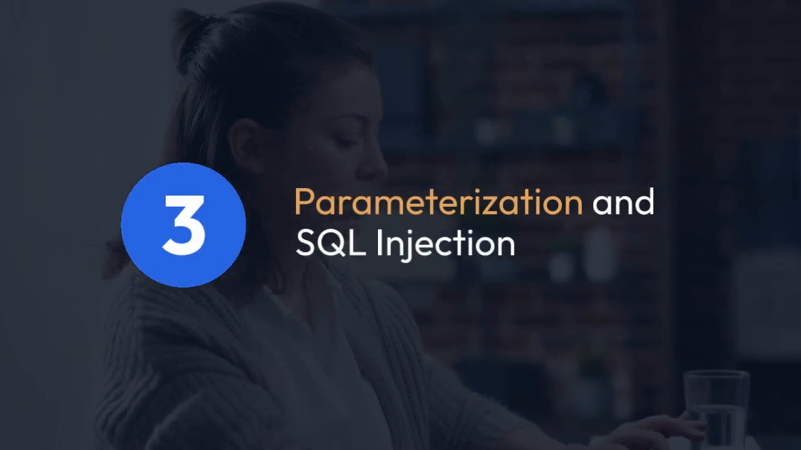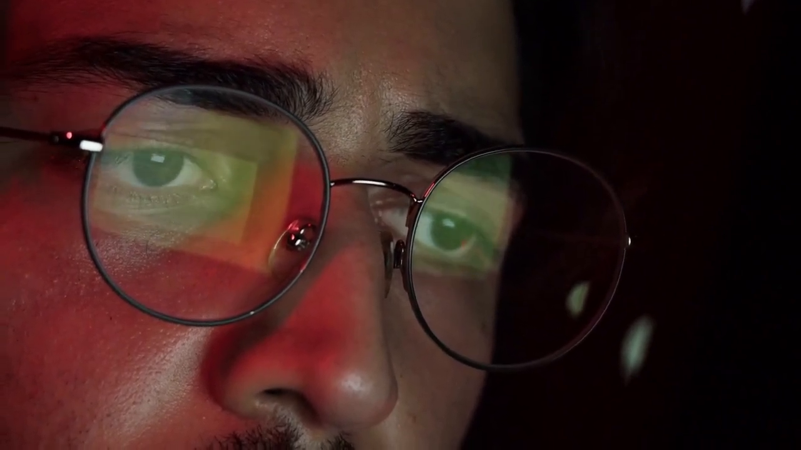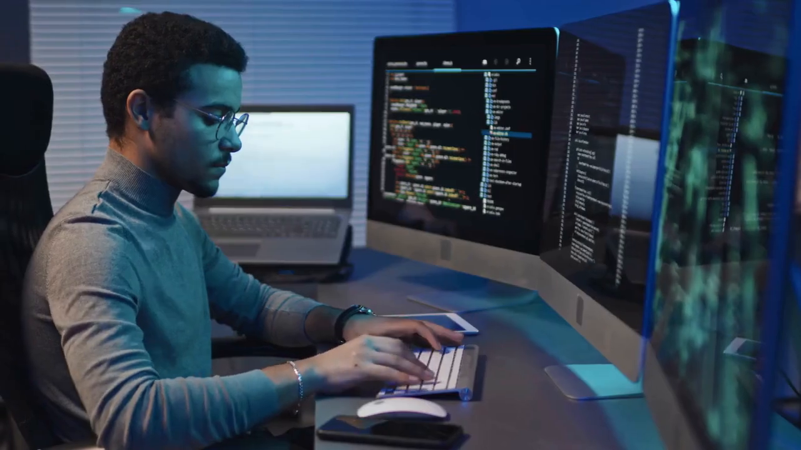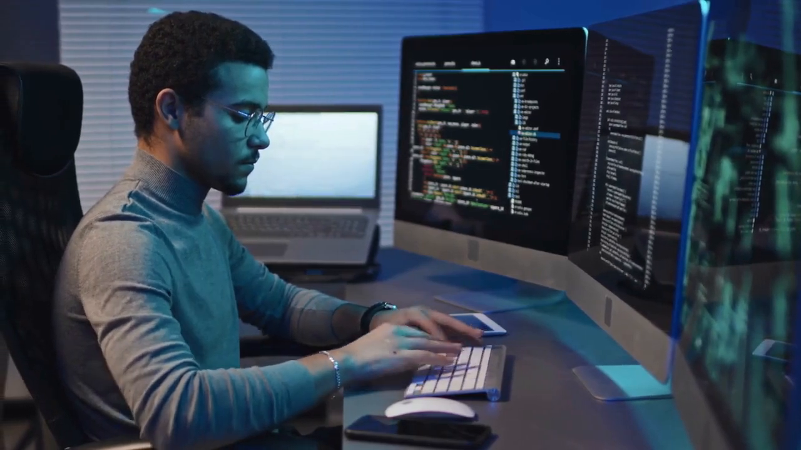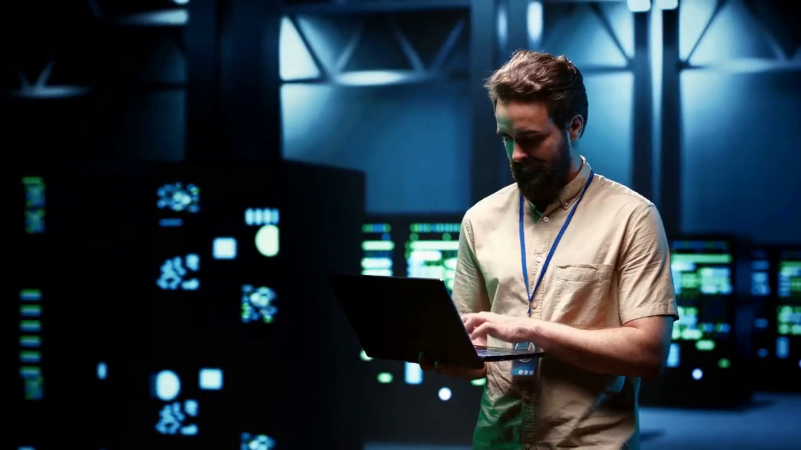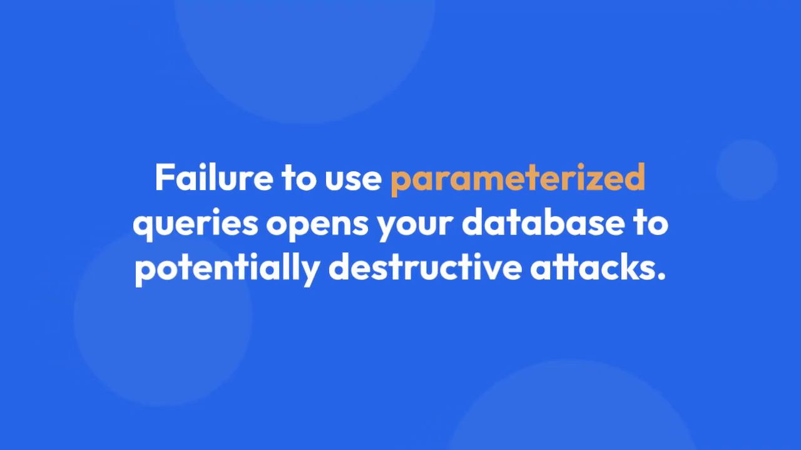3. Parameterization and SQL injection. Never directly embed user input into your SQL queries. This is a major security risk, leaving you vulnerable to SQL injection attacks. Always use parameterized queries or prepared statements. In Python with your database library, like psycopg2 for PostgreSQL or MySQLdb for MySQL, you should use placeholders, %s in psycopg2, and pass your variables as a separate tuple or list to prevent this. Failure to use parameterized queries opens your database to potentially destructive attacks.